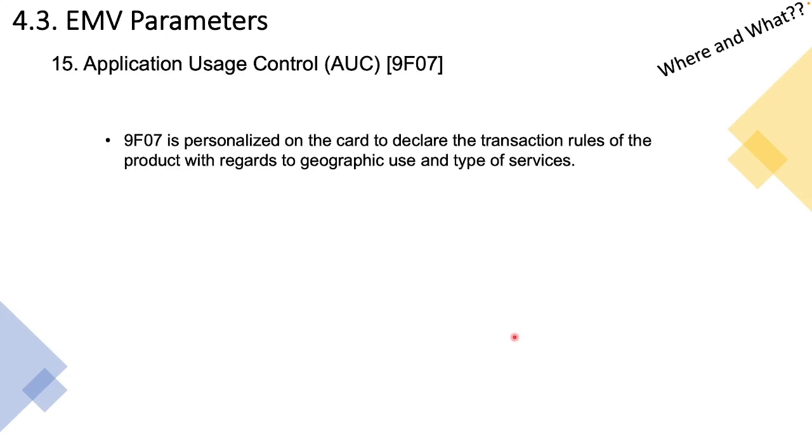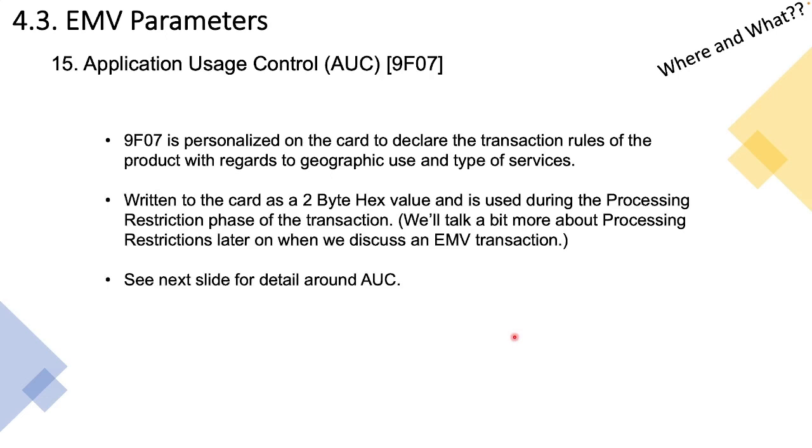Application usage control, or AUC, is written to the card as tag 9F07. The purpose of AUC or 9F07 is to declare the transaction rules of the product with regards to geographic use and the types of services that this card or this product allows. We write AUC to the card as a 2-byte hex value. 2 bytes means 4 characters, and this 2-byte hex value is used during the processing restrictions phase of a transaction.